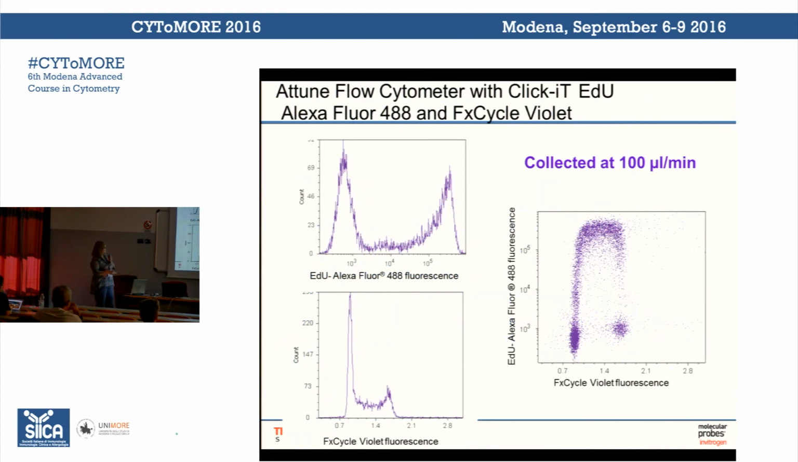And then you get plots that look like this, where the EdU, if you put a region here, these are the cells that are in S phase. Combined with a DNA binding dye, you get this very typical pattern where these are the cells in G0, G1, G2M, and then these are all the cells in the S phase.